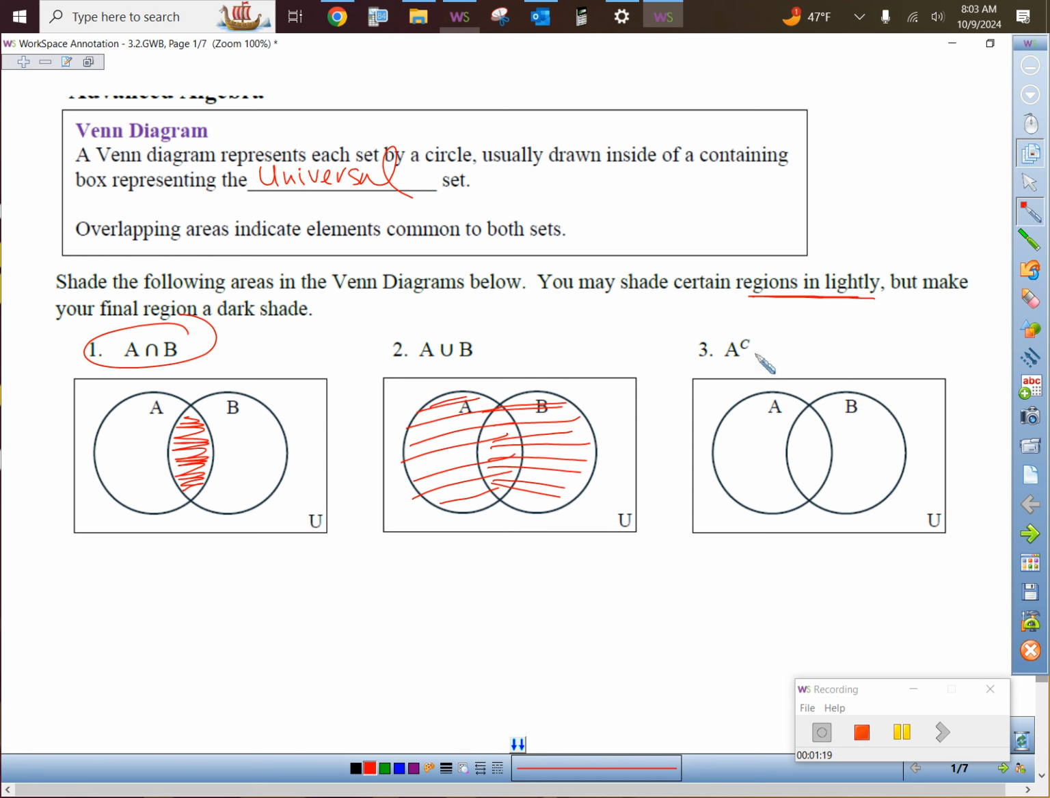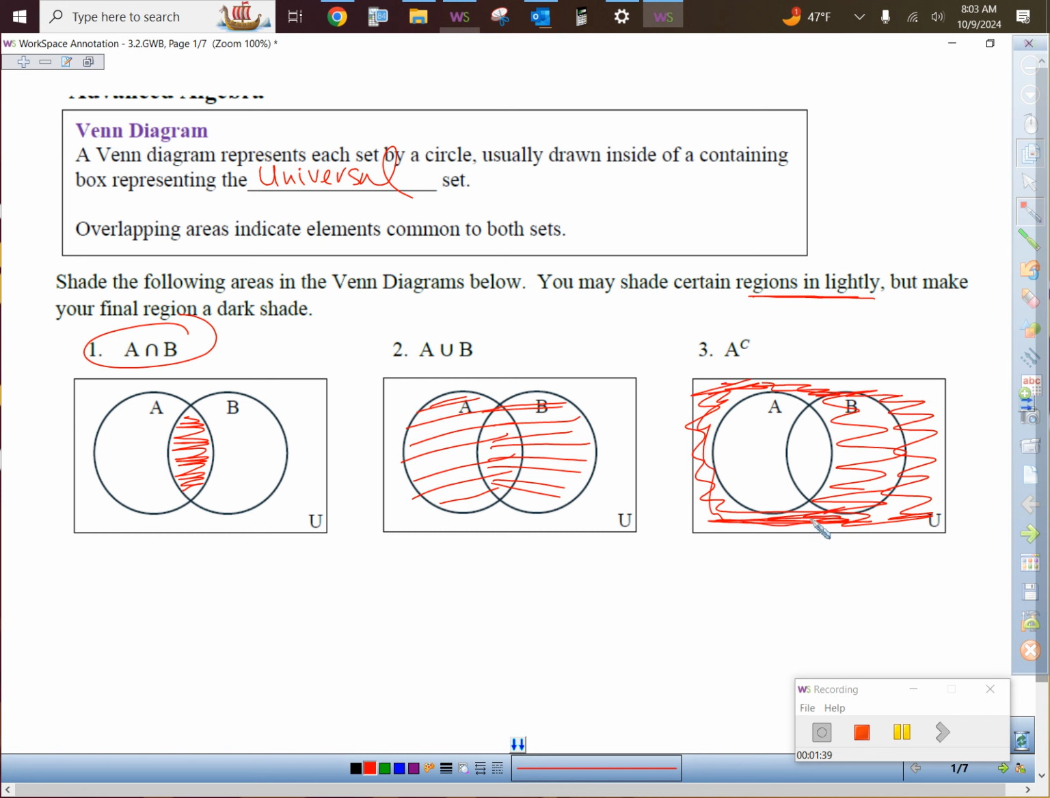And then here's the weird part. A complement. Isn't that everything that's not A? Are you with me on that? So basically I have to shade everything in that's not A. So you're leaving A empty. So I'm shading everything that's not A. And like I said, don't waste a lot of pencil.